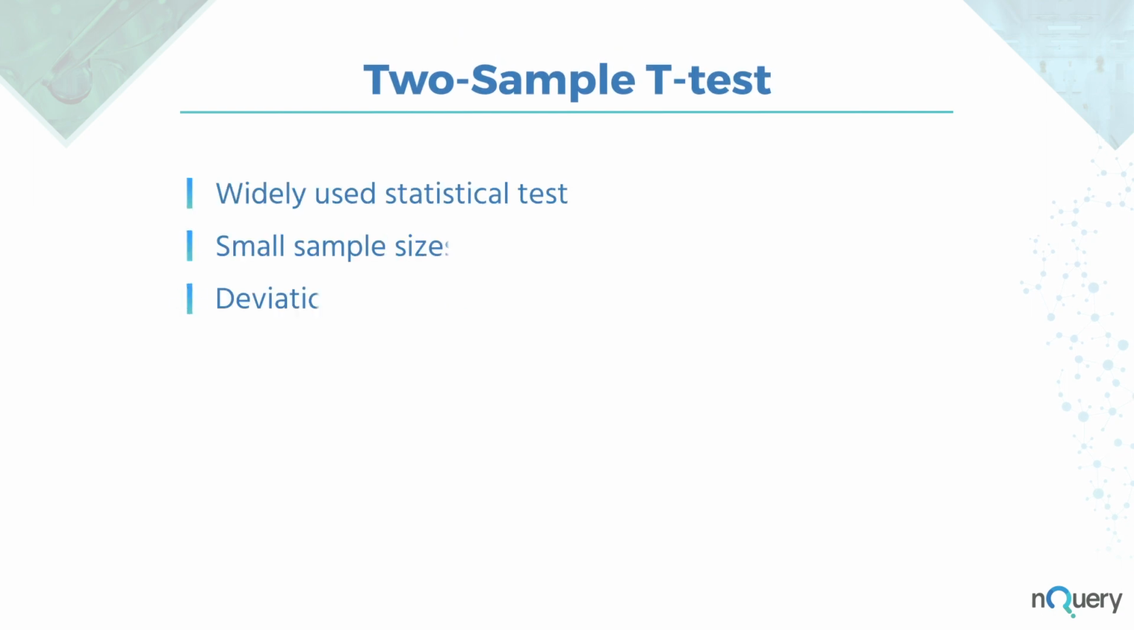The two-sample t-test is one of the most widely used statistical tests due to its robustness to both small sample sizes and to deviations from normality. To do a sample size calculation for the two-sample t-test in nQuery, we will first cover briefly how to do sample size calculations in nQuery generally.